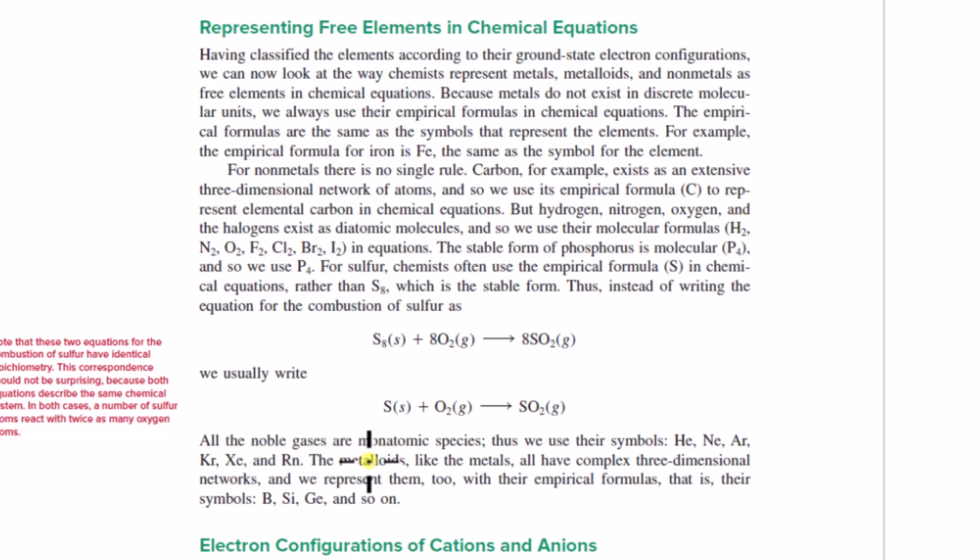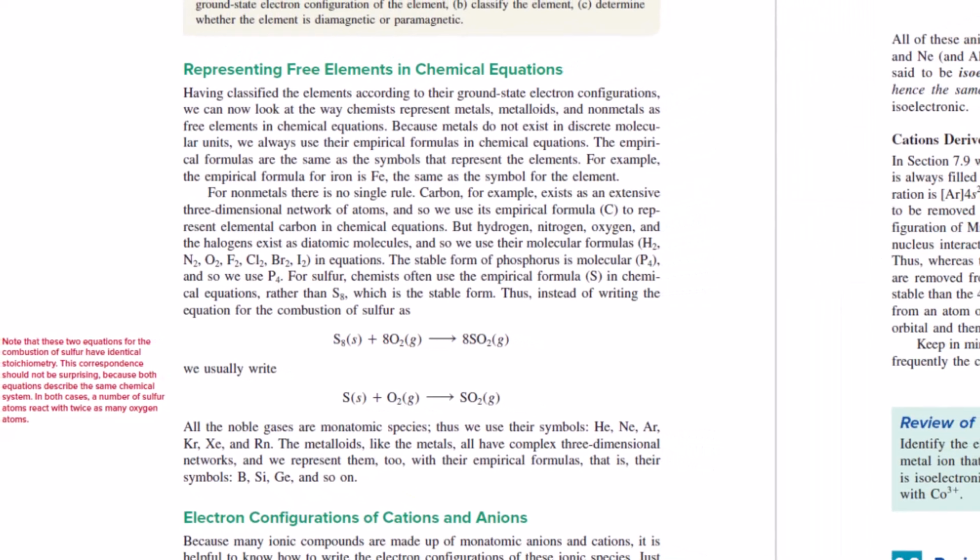All the noble gases are monoatomic species, thus we use their symbols. This isn't because it's a three-dimensional array like a metal. The reason you put He is that's how they exist in nature, as single monoatomic species. The metalloids, like the metals, all have complex three-dimensional networks, and we represent them too with their empirical formulas. That is just their single elemental symbol. Okay, so the metalloids, let's come back to the periodic table.